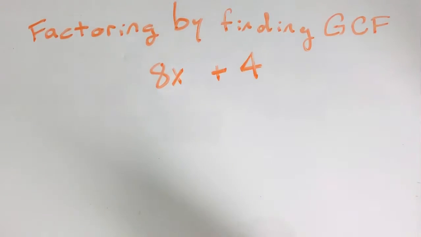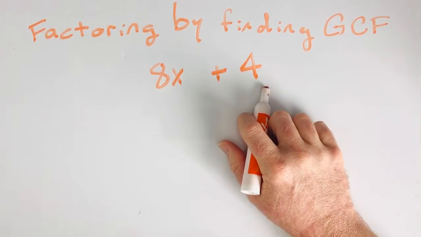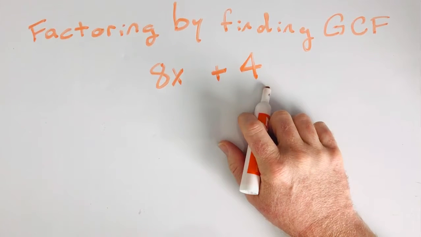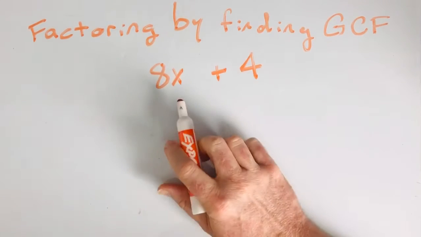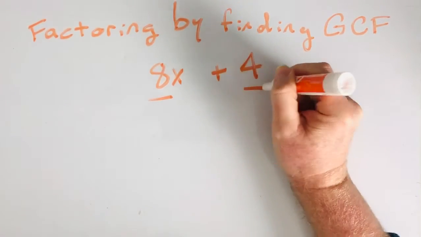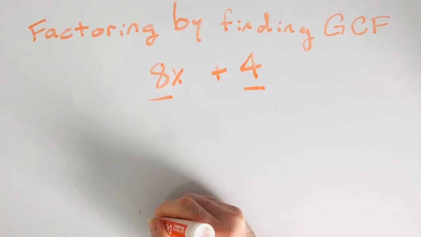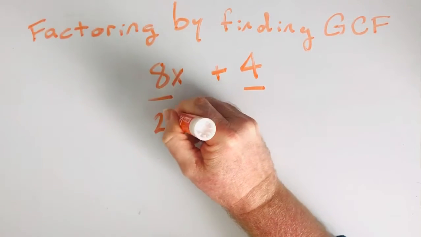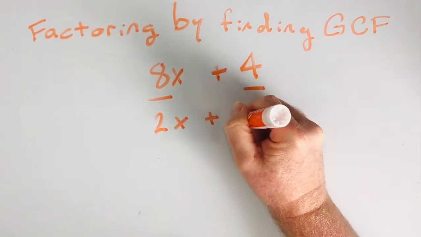I can divide them both by 2, right? But is there anything bigger that I can divide them both by? You might notice I can divide them both by 4. So I divide them both by 4, and that's going to give me 2x plus 1.